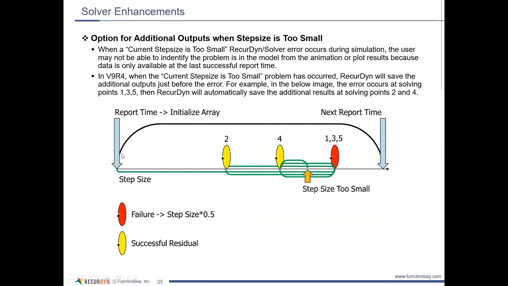Anyway, bottom line is that in the past, all you had was the information way back here from this report time. But now when this error occurs, so the current step size being too small, it will provide results from substep number 2 and substep number 4. All the successful iterations will be shown. And whether you plot data or animate with time, you will see these last 2 steps, and that may provide some insight as to why things don't want to converge further along in time. That's going to be really helpful for debugging.